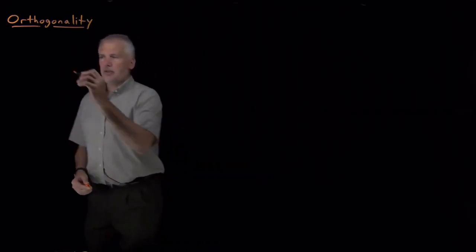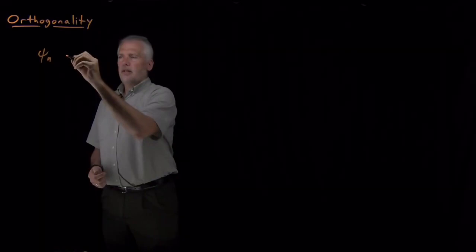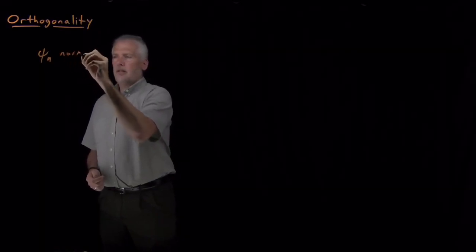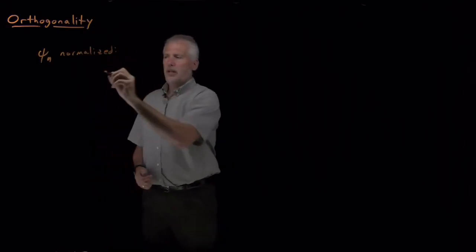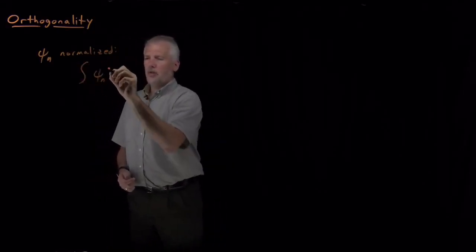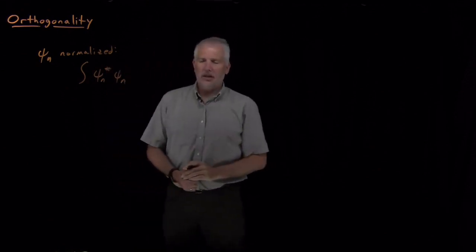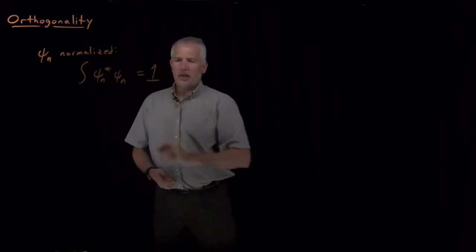Okay, so now we understand what it means when we say a wave function is normalized. Let's say a wave function psi sub n is normalized when the integral, if I integrate that wave function times itself, remembering to take the complex conjugate of one of them if I need to, comes out to be exactly 1.